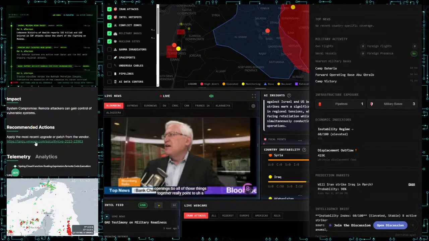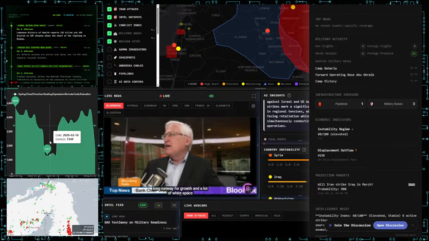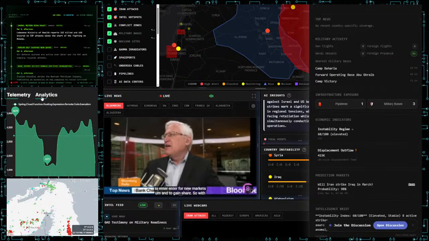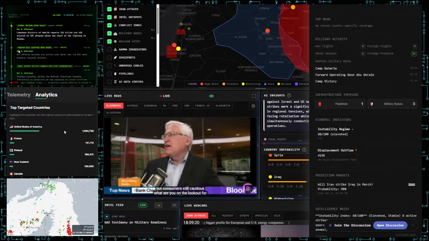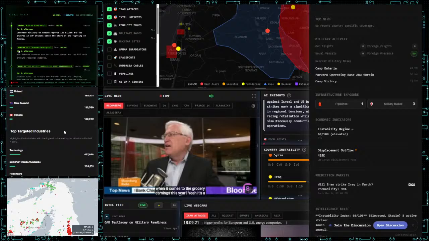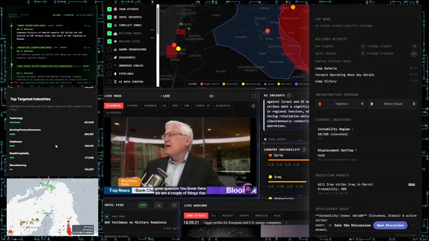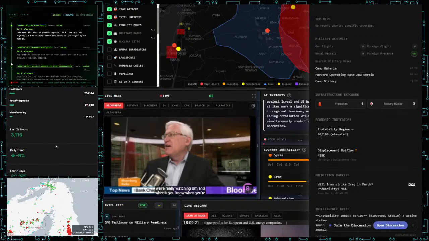VMware. This is a VMware virtual machine. Oh, look how that happened. Heavy on the United States exploitable factor. Top targeted industries: technology, banking, finance, healthcare, retail, hospitality, manufacturing. 3,000 in the last 24 hours.